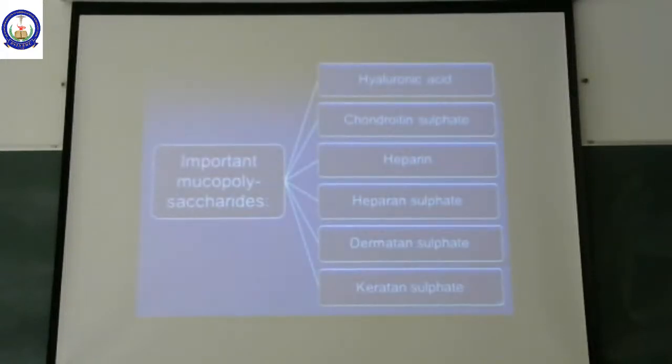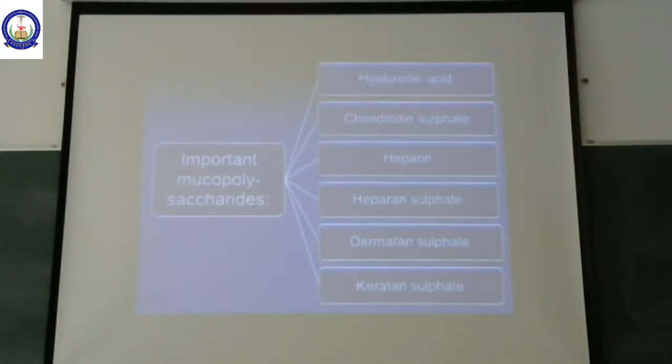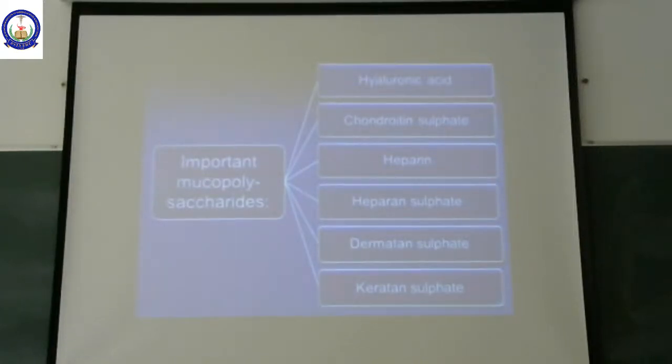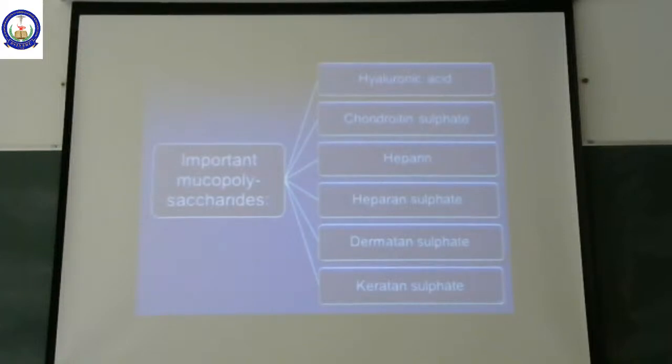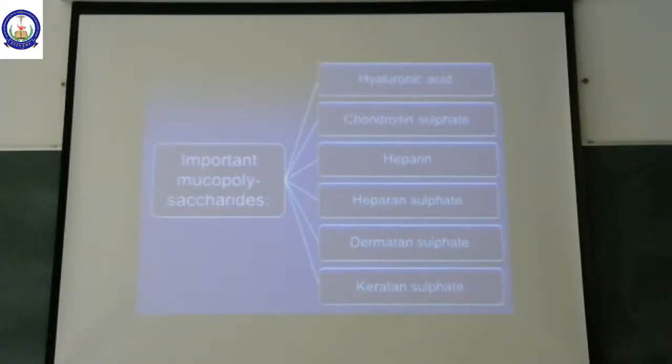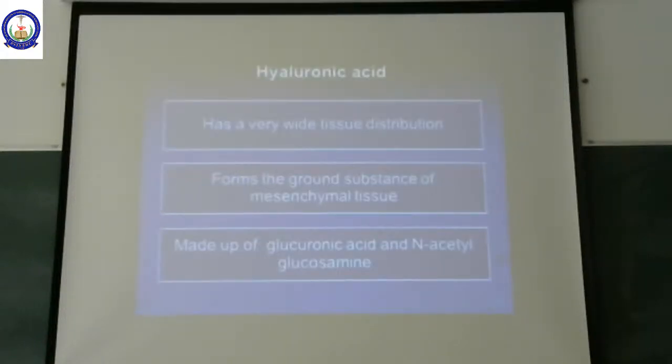So what are the important glycopolysaccharides? The major ones are hyaluronic acid, chondroitin sulfate, heparan sulfate, keratan sulfate and dermatan sulfate. These are examples of glycopolysaccharides, which are heteropolysaccharides. So first we'll see about hyaluronic acid.